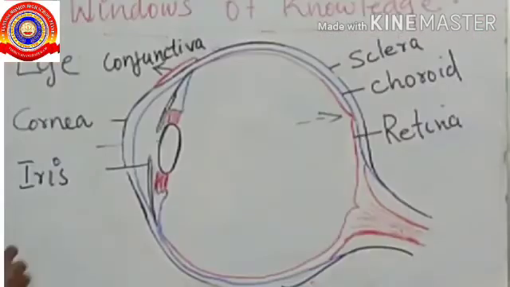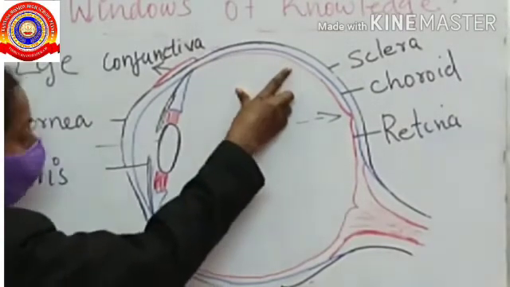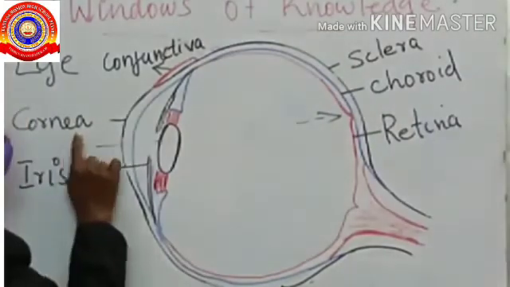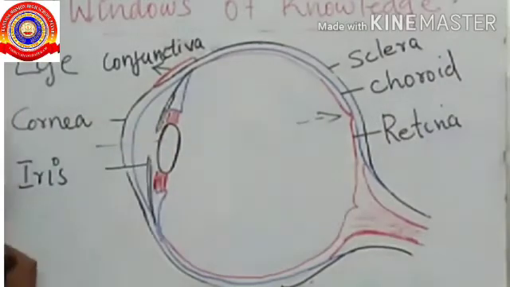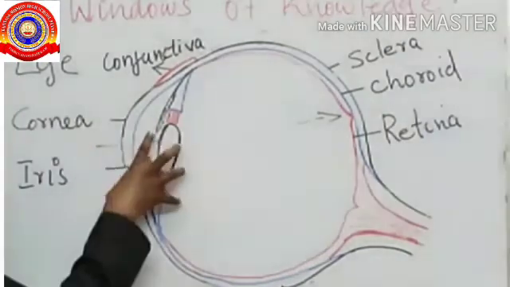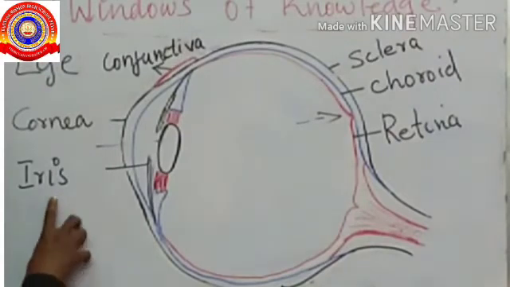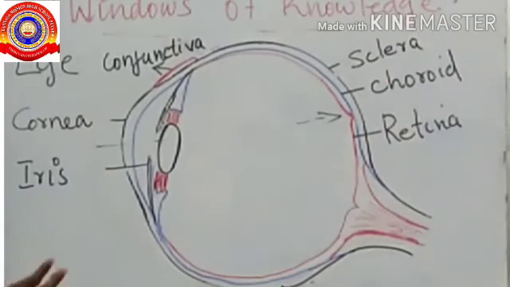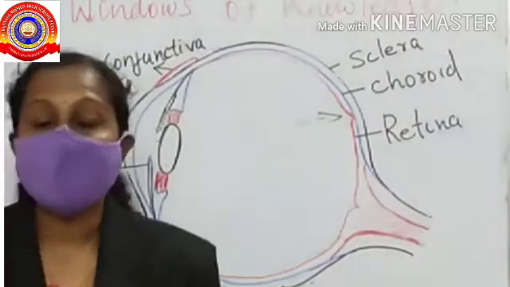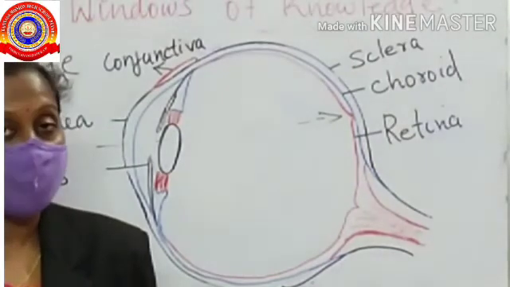Next topic is the iris. Iris means it is a part of the choroid and it is seen just behind the cornea. The function is it contains a pigment called melanin which imparts dark color to the eye. We know that our skin and hair contain a pigment called melanin which gives color to the skin and also to the hair.